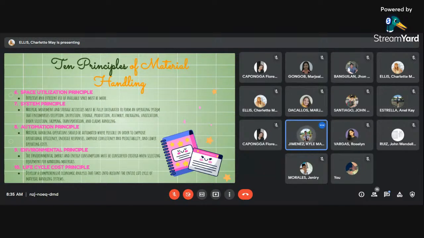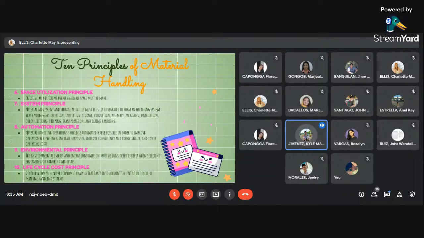Environmental principle. Environmental impact and energy consumption must be considered criteria when selecting equipment for handling materials. So environmental impact and energy consumption should be considered while designing and selecting alternative equipment and material handling systems.